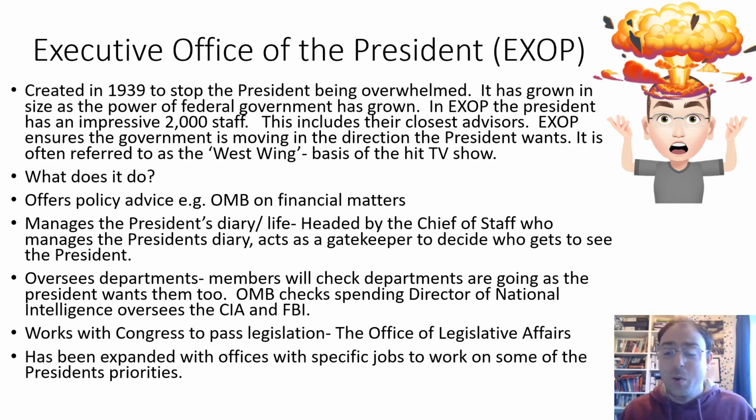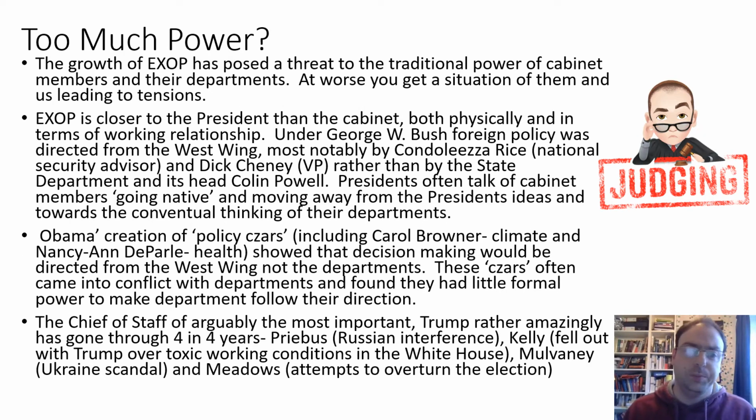Now, you also get bits of EXOP which are expanded bits, which have very specific jobs to work on some of the president's priorities, and they might then work with voluntary sections or other parts of business and different parts of society to get things done. So you get extra bits bolted on. It's not one size fits all for every single president and every single term. There might be something that doesn't fit under the traditional offices that the president wants doing, and so they will just create another one, and there's precedent for that happening.